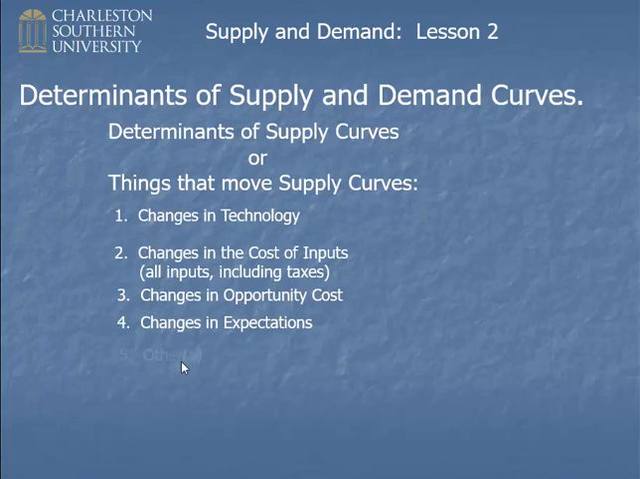Again, this is just a short list. There are other things that can move a supply curve. These are just the ones that are normally listed in books.